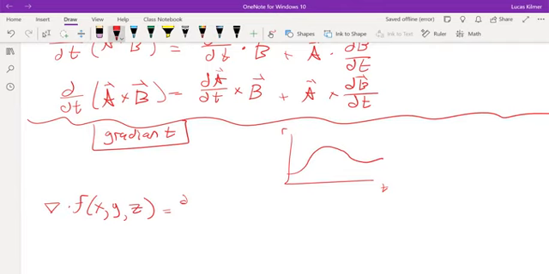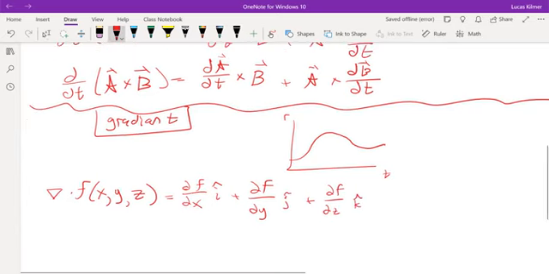We're going to do the partial derivative of the function with respect to x, obviously with that directional component i, plus the partial of that function with respect to y. Once again, we have j in that direction, plus the partial of that function with respect to z, then within that k direction, okay?